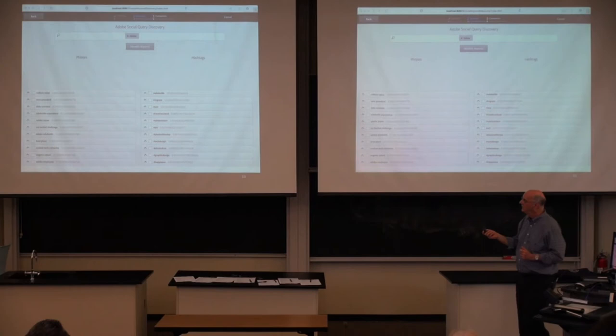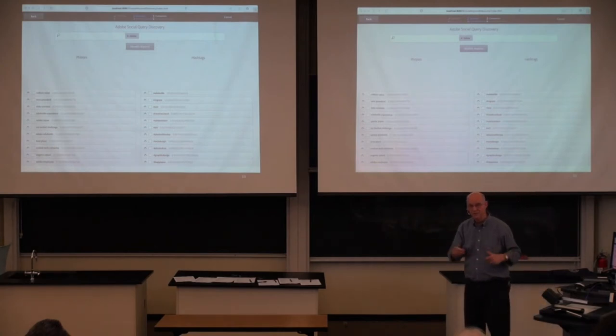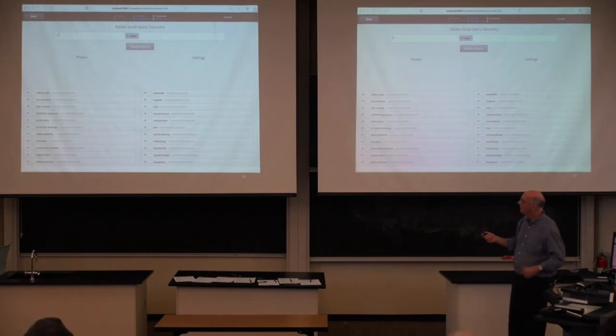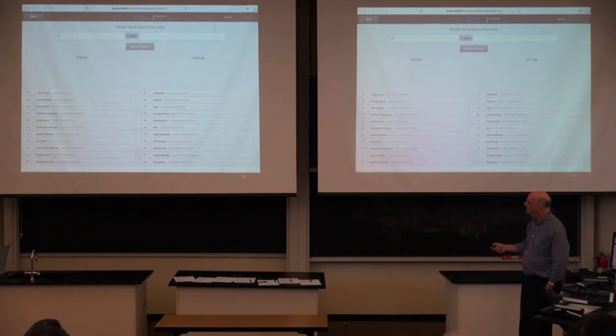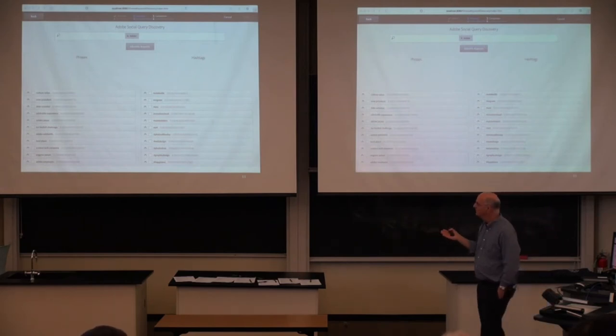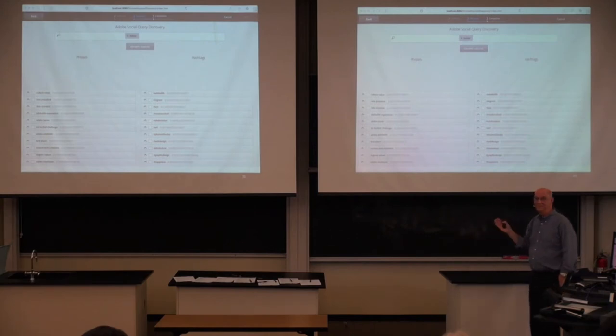So this is the interface from Adobe, who is using this stuff in their social query discovery system. Type in a query like Adobe, and you get back this list of phrases and this list of hashtags here. These are generated by the DSPprox algorithm. So far, surprisingly, they've been pretty happy with the quality of the stuff coming back just using the DSPapprox algorithm. So this is just using summarization.